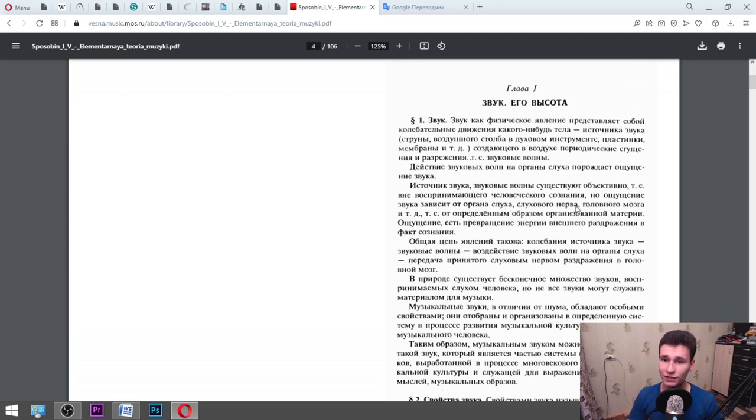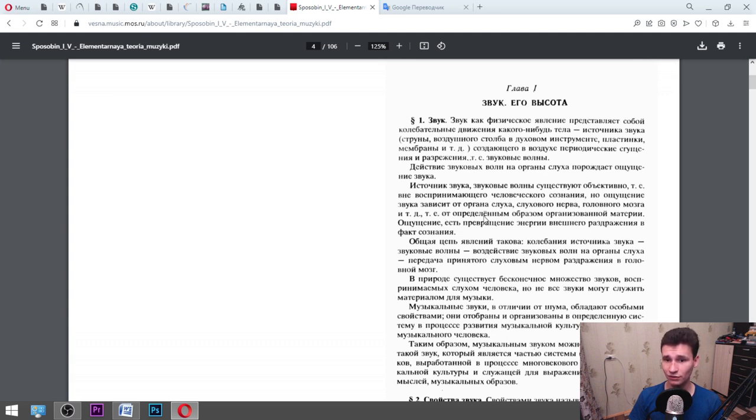Also, слухового нерва means the hearing nerve or sound nerve, that we have maybe inside of our ears. And головного мозга, brain. И так далее. Головной means head, brain. И так далее. То есть от определенным образом организованной материи. It means because of, от. It means that depends on. Зависит от, зависит от органа слуха.